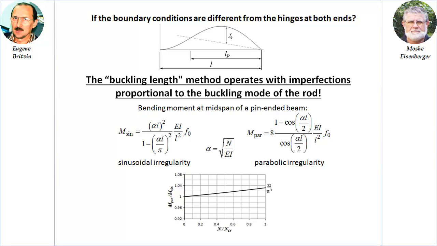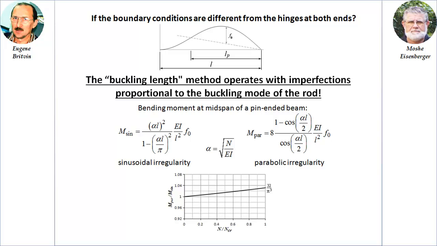of the buckling mode? Perhaps this is the very worst form of imperfection that provides the greatest bending moment in the rod? Or is it possible to select a more unfavorable form of unevenness that produces a greater bending moment, all other things being equal? It turns out it is possible.